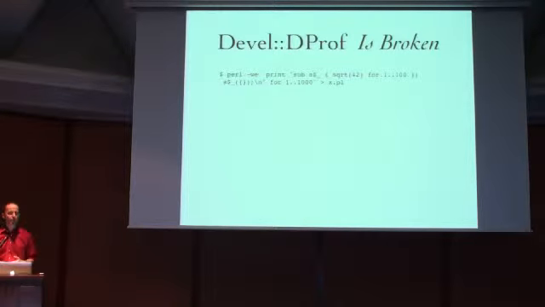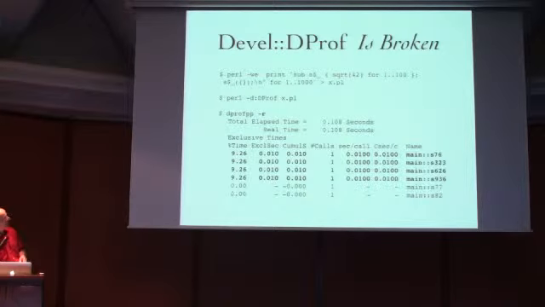Has anyone used Devel::DProf? Has anyone used it recently? Okay. So, Devel::DProf is just so broken it needs to be deleted. Here's a little example. This little Perl code generates 1,000 subroutines that are all identical. And then you run dprof on it, and dprof says that it spent all the time in 4 of the subroutines. What's happening here is that Devel::DProf uses a very slow clock, and the clock went tick just when it happened to be in those 4 subroutines.